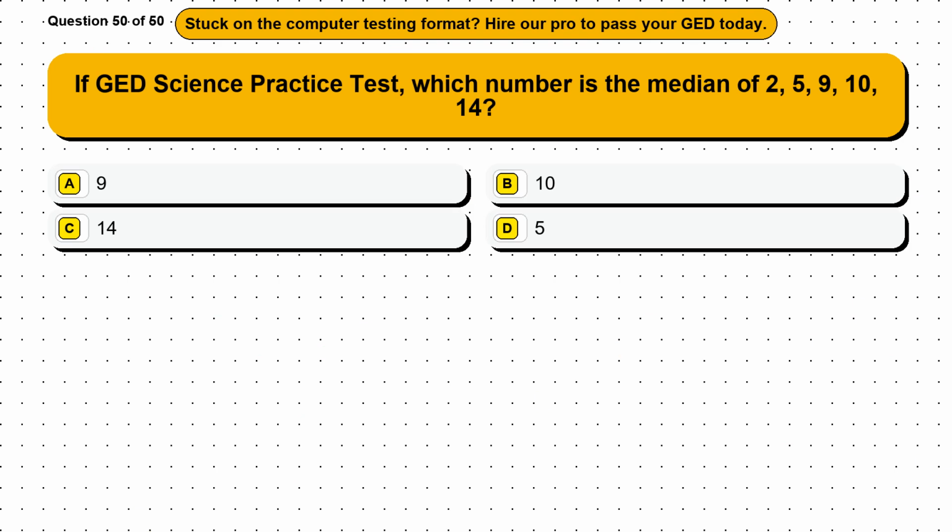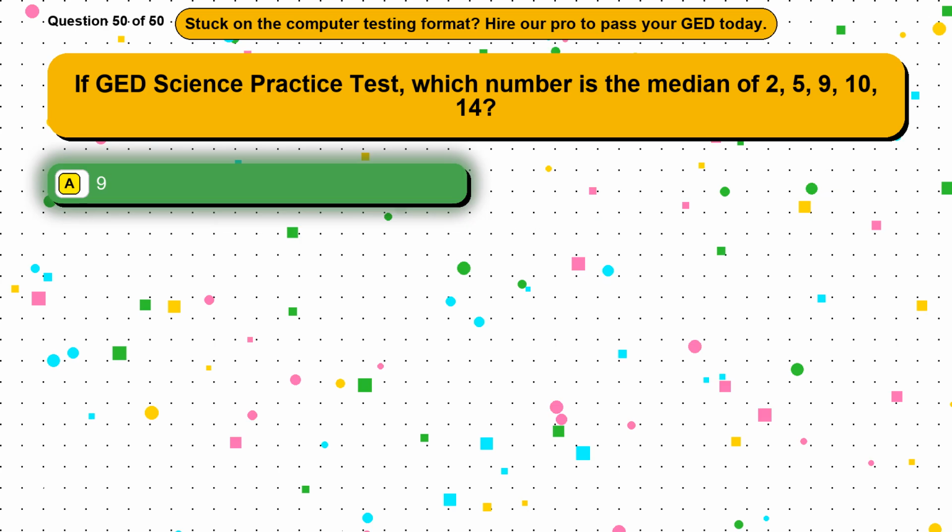Question 50. If GED Science Practice Test, which number is the median of 2, 5, 9, 10, 14? Option A, 9. Option B, 10. Option C, 14. Option D, 5. The correct answer is option A.